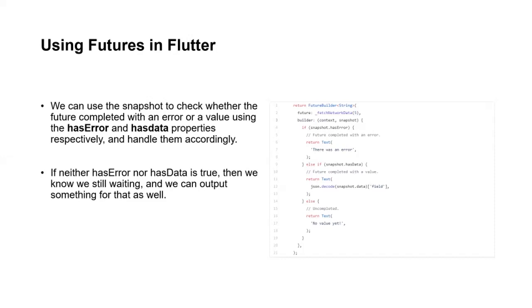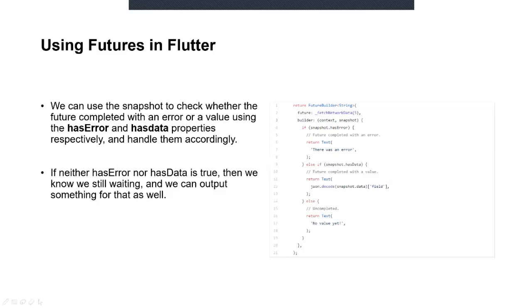So there we register the receiver that is now to process the future value. And this is just to decode the JSON data that comes in. And also we have the third state. Remember we had the 3 states: the uncompleted, then completed with a value, and then completed with an error. So if neither hasError nor hasData is true, then we know we are still waiting, we are still in the uncompleted state, and we can output something. So here we output the text of no value yet.